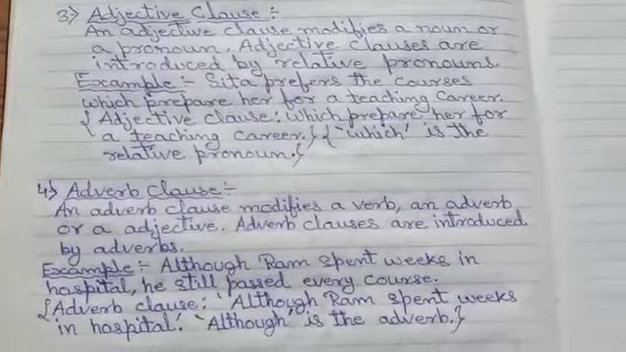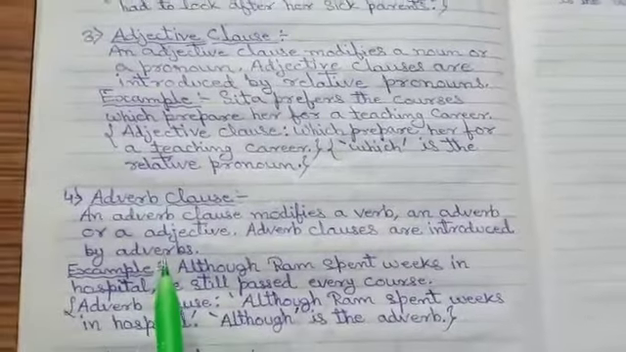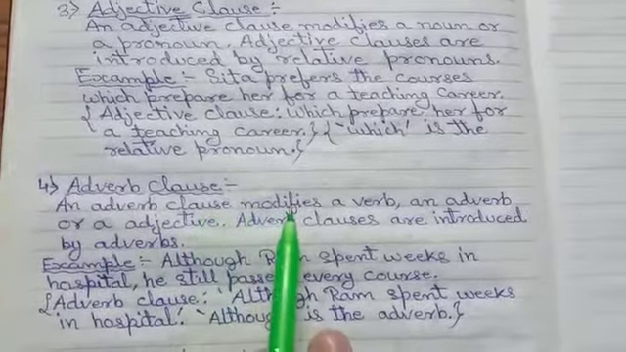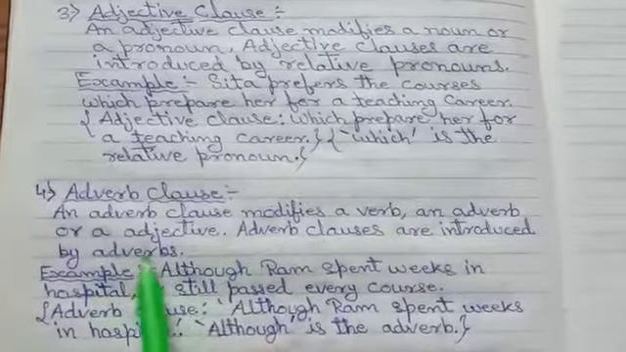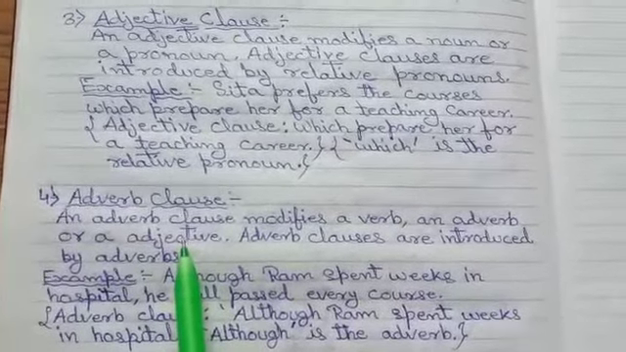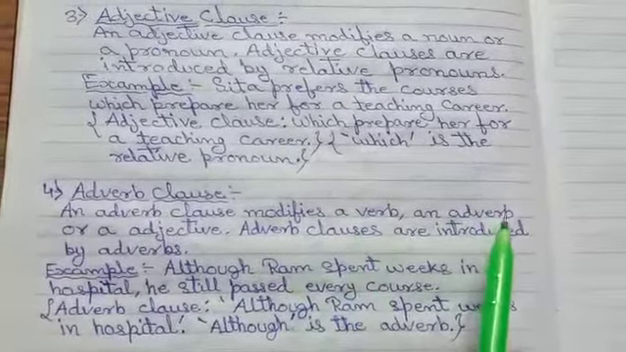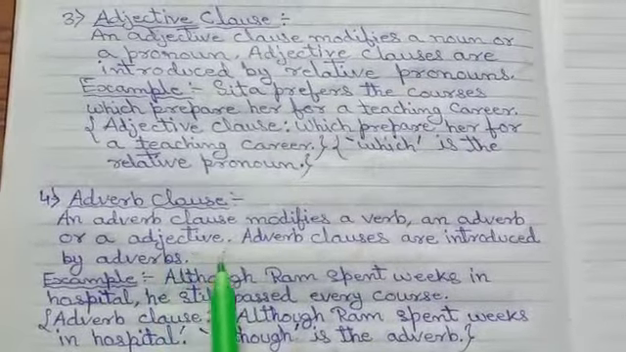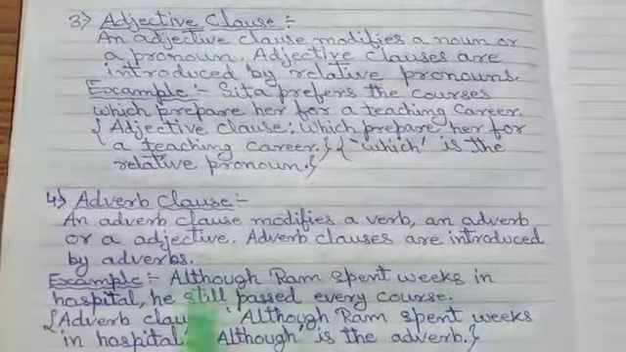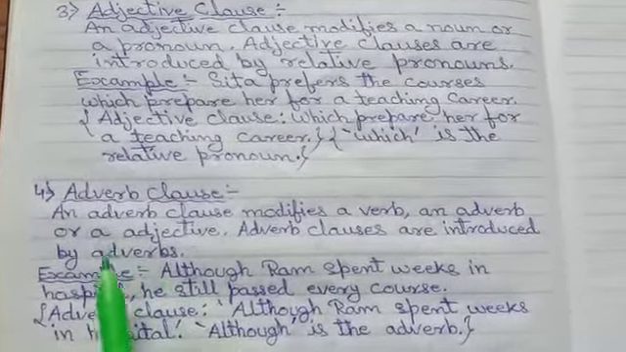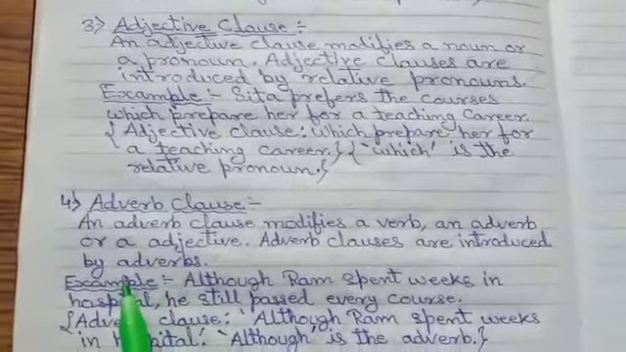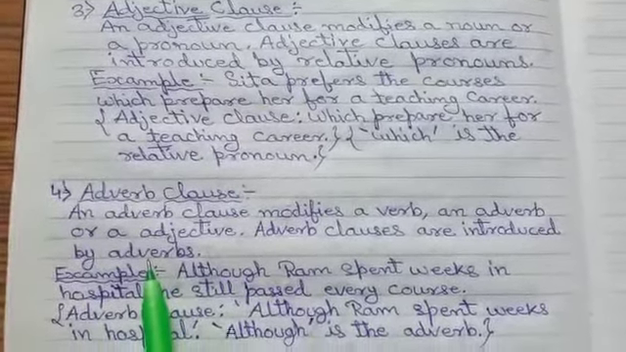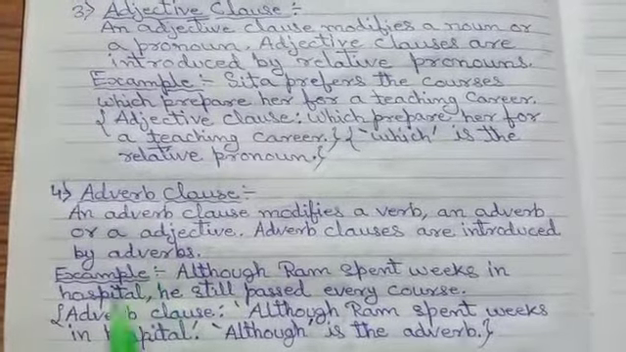Now see, first of all we will study what an adverb clause is, or we can say that today we will first study the explanation of the adverb clause. An adverb clause modifies a verb, an adverb or an adjective, which means adverb clauses are those clauses which modify or change a verb, adverb or adjective. Adverb clauses are introduced by adverbs, so if there is an adverb clause in a sentence, that clause should be introduced by an adverb. So I think all of you understand the explanation of the adverb clause.